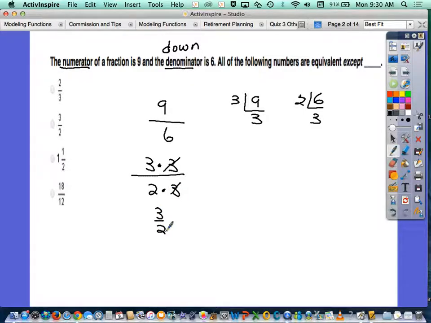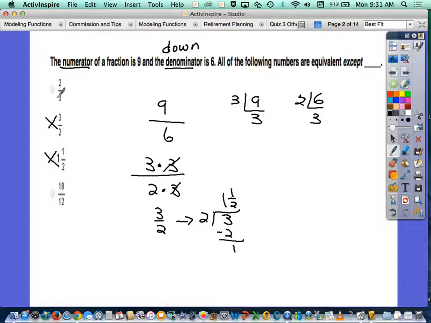3 halves. But we are looking for the fraction that is not equivalent to all the other ones. So 3 halves we can mark off. Can we mark off anything else? Well, this is improper, so make it a mixed number. Divide the numerator by the denominator, and then the remainder is the numerator and the divisor is the denominator. So 3 halves and 1 1/2 are the same thing.